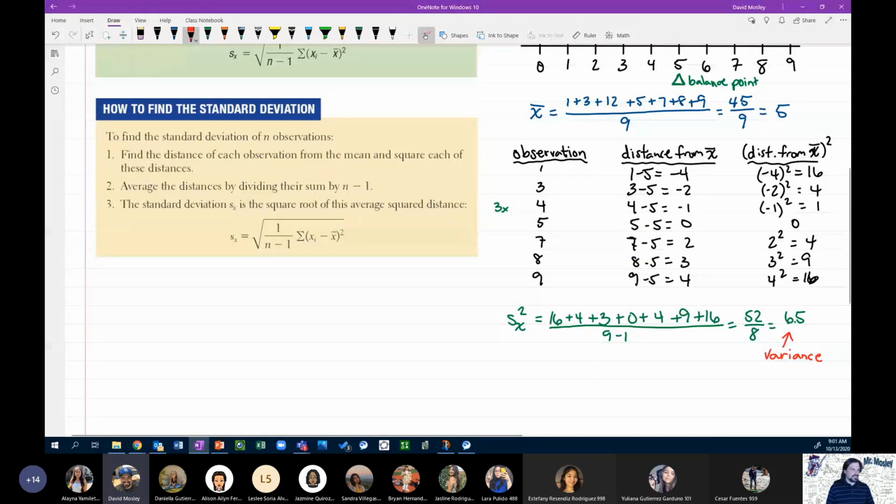And standard deviation is the square root of the average squared distance. We'll do that right underneath here. So we'll have s of x, and that's going to equal the square root of 6.5, which will give us not a very friendly number. 2.55.